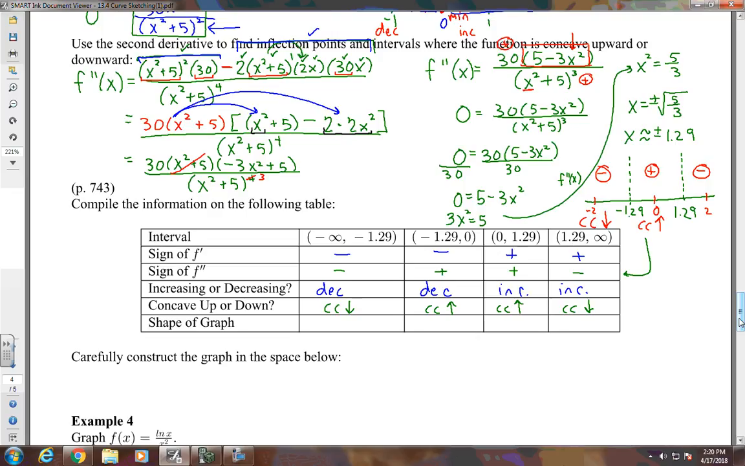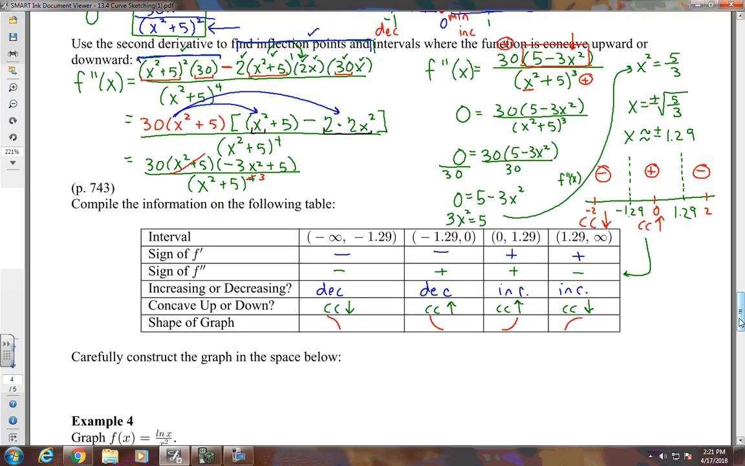If a function is decreasing and concave down, it's going to look something like this. Decreasing concave up, I'm still decreasing, but I'm holding the cup up this time. It's going to look like this. Increasing concave up, looks something like this. Increasing concave down, like so.